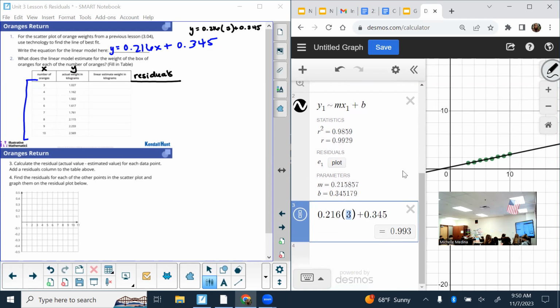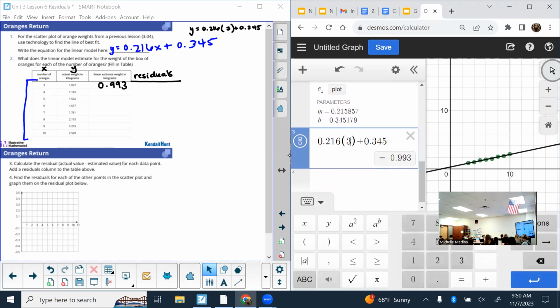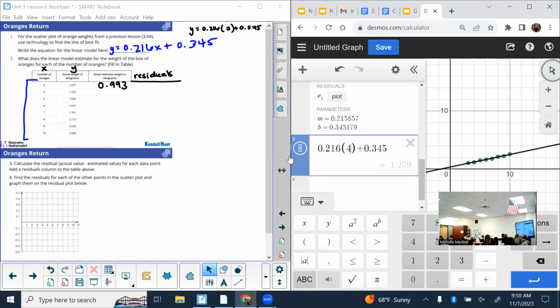Okay, so my first estimated value when I plug in 3 into my linear model is 0.993. You're going to put that here in the table. If I want to find my estimated when X is 4, all I have to do now is change that to 4. And so on. So I gave you 2 of them. Fill in the rest. We will assign a reporter and it'll be like a lightning round because you should already have them by the time I call on you. Okay, so do that. Get all your estimated values for your table.